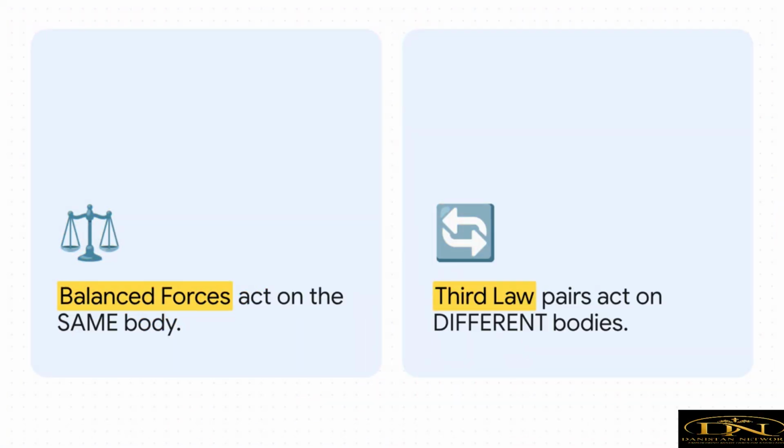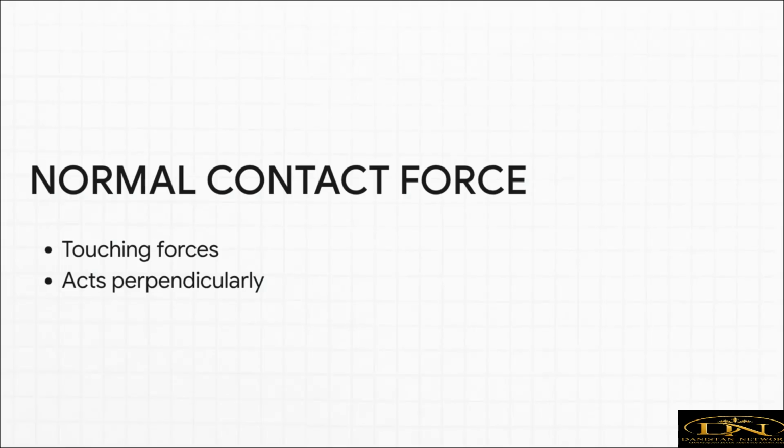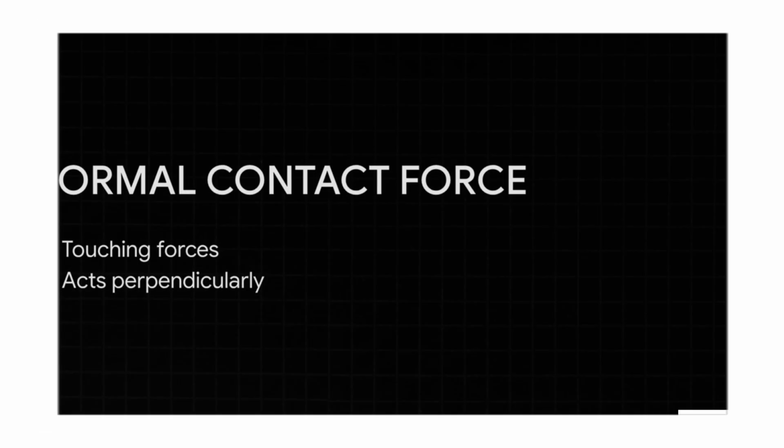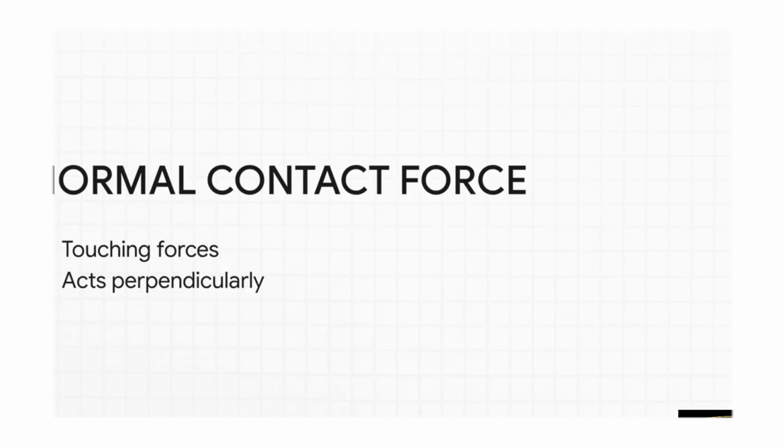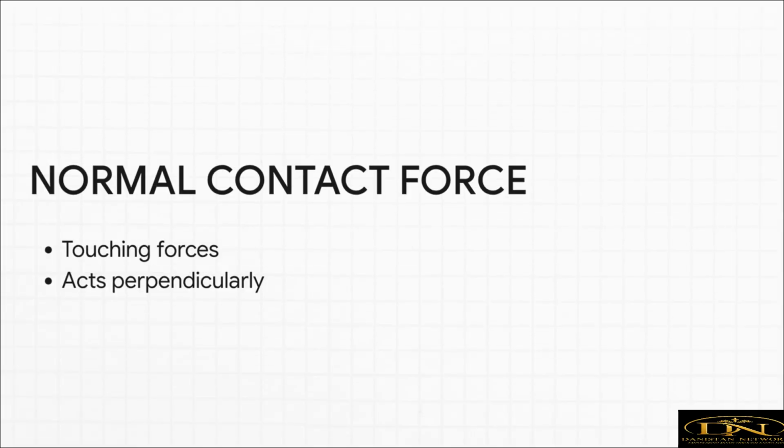Think of a simple book resting on a table. The Earth pulls the book down, that's weight, and the table pushes the book up, that's normal contact force. But these are just balanced forces creating equilibrium because they act on the same body, the book. A true third law pair always acts on different bodies. So the third law pair here is the table pushes the book up and the book pushes the table down. That upward push from the table is the normal contact force. It arises from physical touch and acts perpendicularly to the surface.